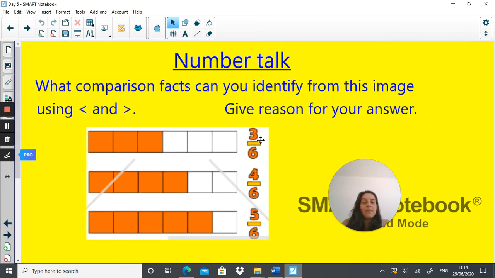So here we have 3 fractions, 3/6, 4/6, and 5/6. Can you use the comparison symbols to compare these fractions? You've got these diagrams to help you. Hopefully you would have written that 3/6 is less than 4/6, which is less than 5/6, or 5/6 is greater than 4/6, and 4/6 is greater than 3/6. There are other ways of writing that down, but as long as you understand the value of these fractions in comparison to each other.